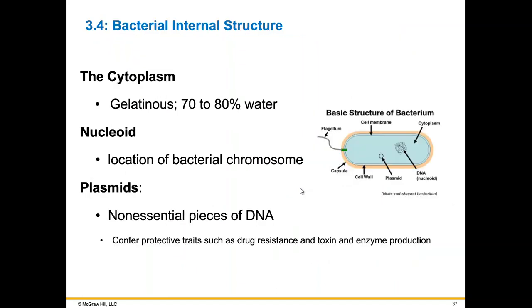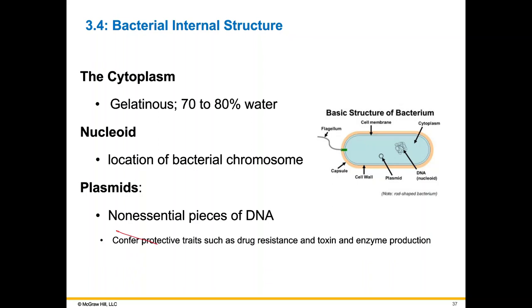Now moving to 3.4, we're going to internal structures. We have the cytoplasm. That is the fluid in the cell. It's mostly water. We have the nucleoid. That's the region here where DNA is found. Not to be confused with nucleus. Some bacteria often have plasmids. These are accessory rings of DNA, and I say they're accessory rings because they're non-essential.